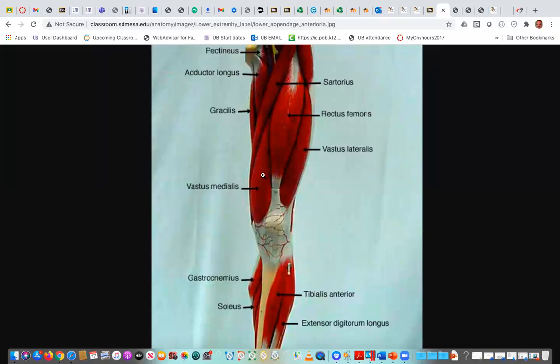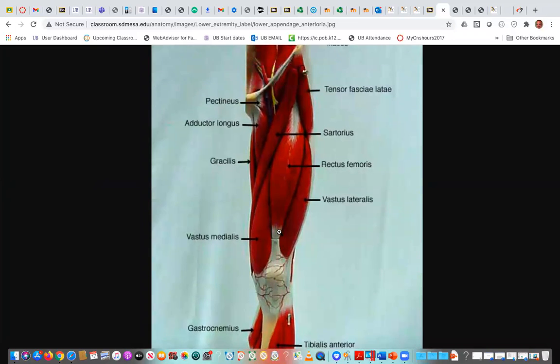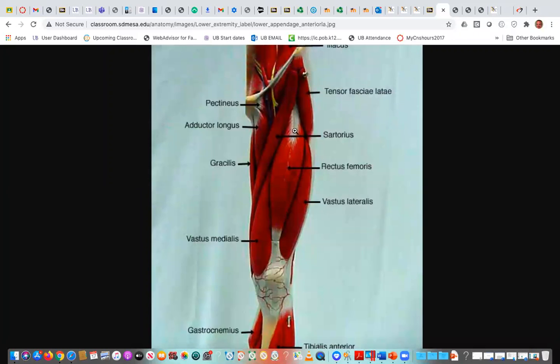So again, all the quadriceps cross the patella, attached to the tibial tubercle, and when they contract, you'll get leg extension or knee extension. The only one that crosses the hip is the rectus femoris, so it can actually do hip flexion as well.